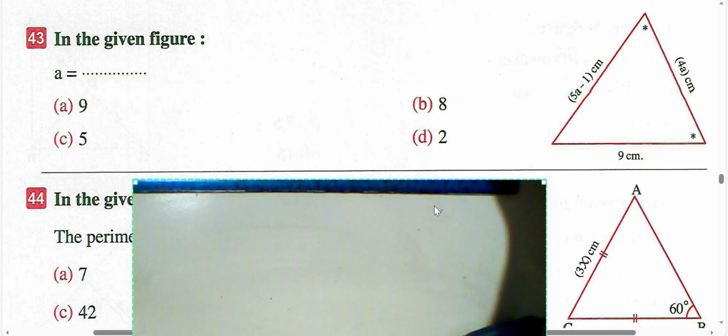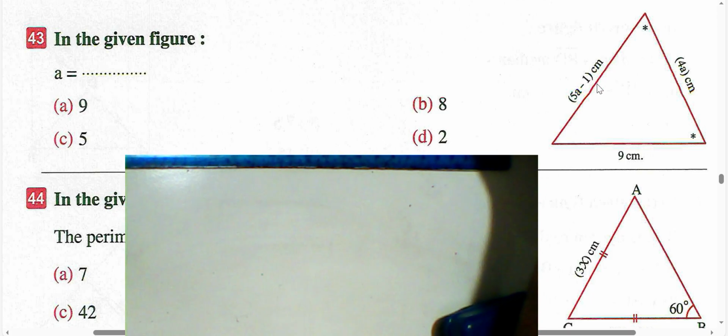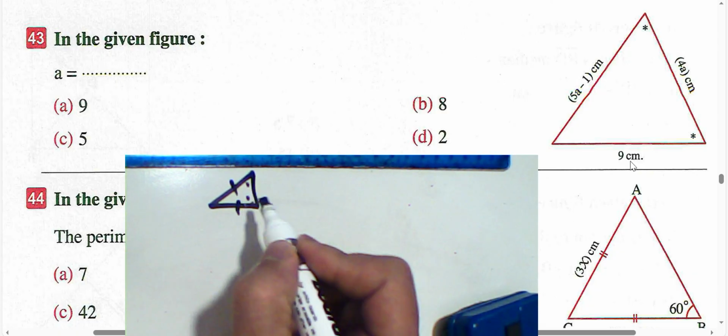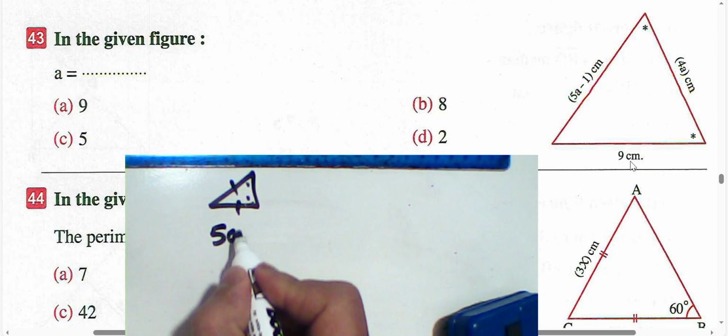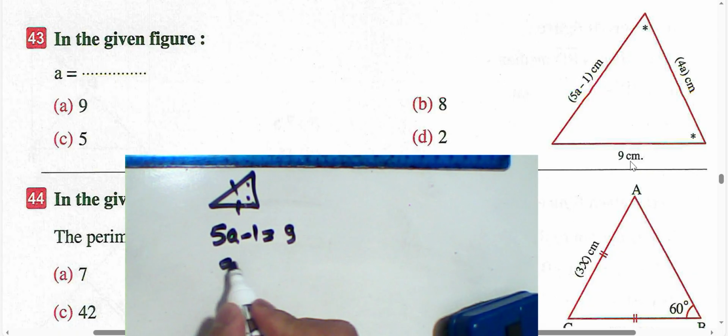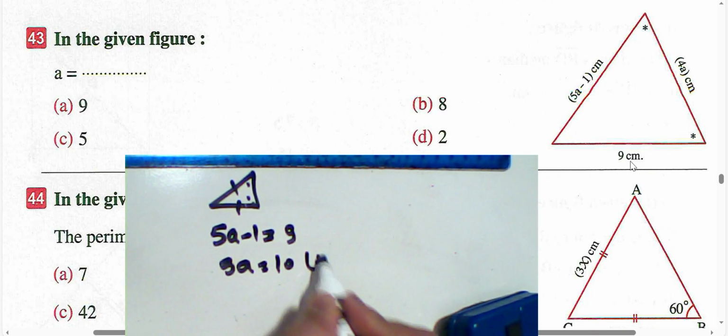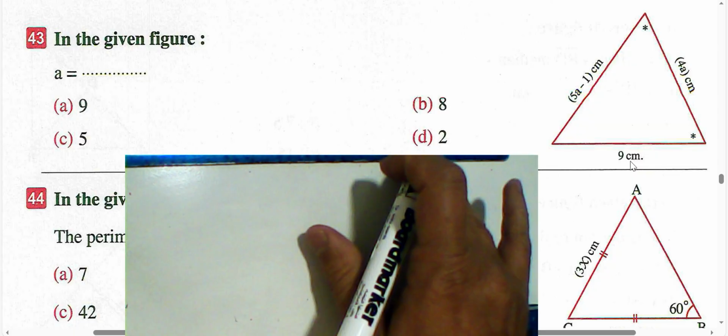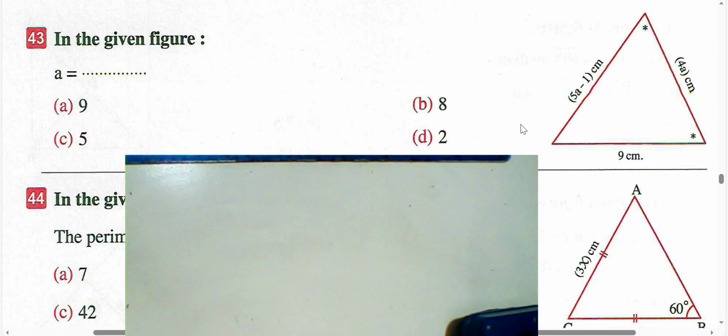We have an isosceles triangle, then let's see here 5a minus 1 equivalent to 9. We have an isosceles triangle, this side length equals this side length because the two sides are equal. Then 5a minus 1 equals 9. Then 5a equals 9 plus 1, 10. We can divide it by 5. Then the value of a equals 10 divided by 5 equals 2. Then a equals 2. Next question.